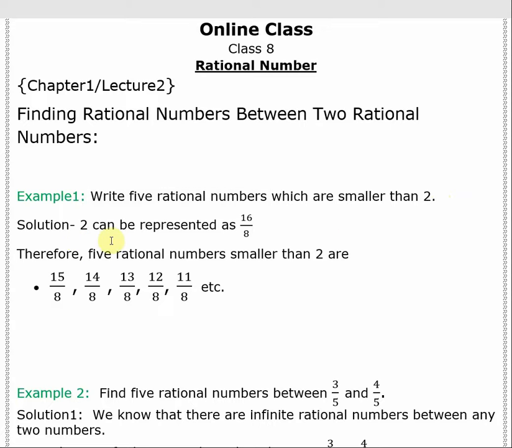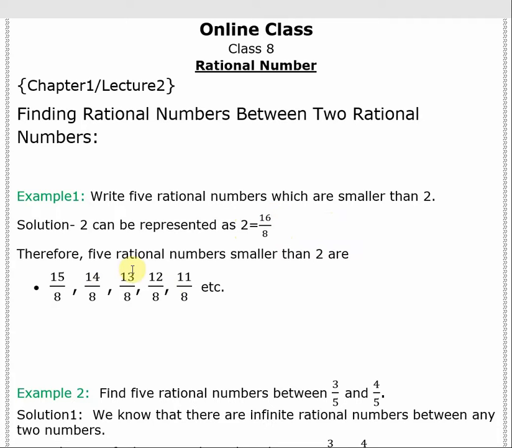Now, in order to do so, we have taken 2 as 16 by 8. 2 can be written as 16 by 8. Two equals 16 by 8. Why have we done it? We want to bring 5 rational numbers smaller than 2 and we want to bring fractions. That's why we have made this 2 into a fraction, 16 by 8.